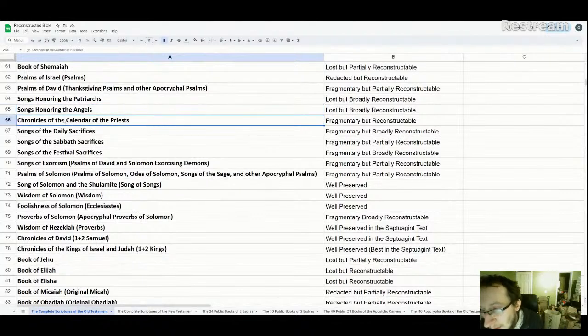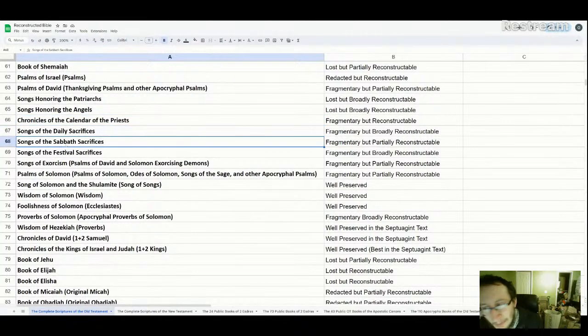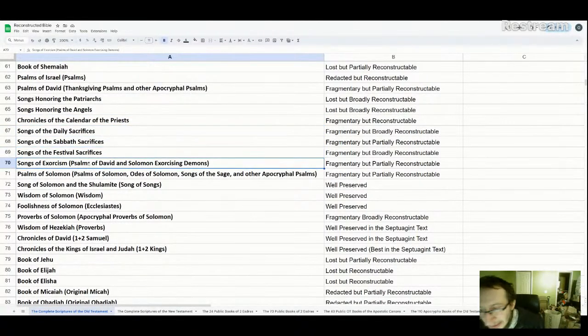So anyway, I believe there were songs about the patriarchs and songs about the angels that David wrote. Then Book of the Calendar. I believe the Dead Sea Scrolls calendar texts are from David. I'll explain why next time. David wrote songs for the various sacrifices, like the daily sacrifices, Sabbath, festival sacrifices, and then songs for exorcising demons. Both David and Solomon would have written psalms for that. And then just the rest of the Psalms of Solomon.